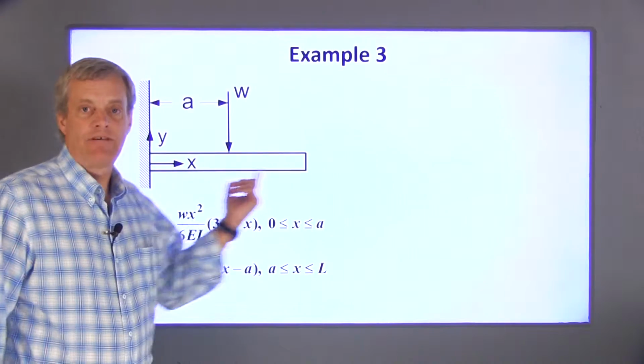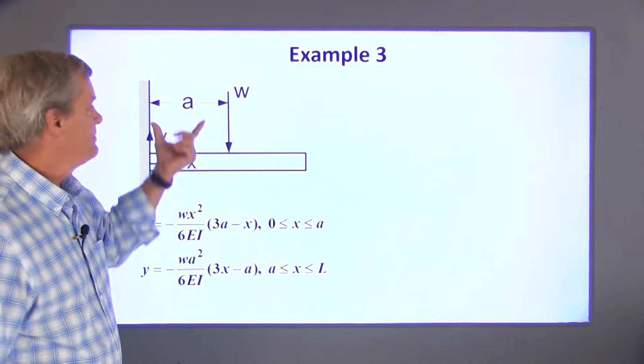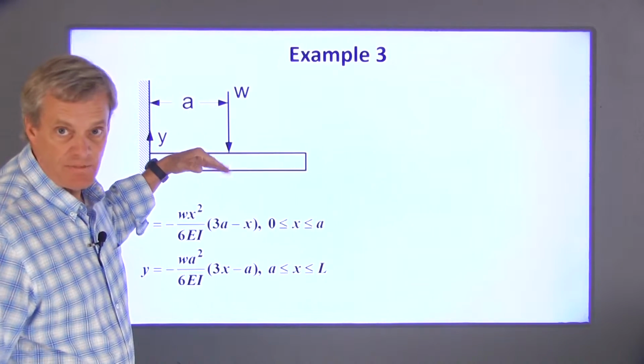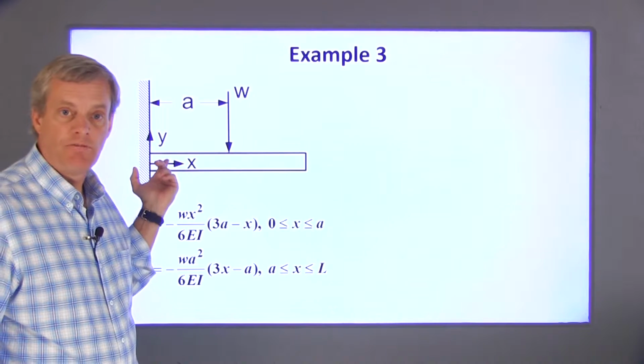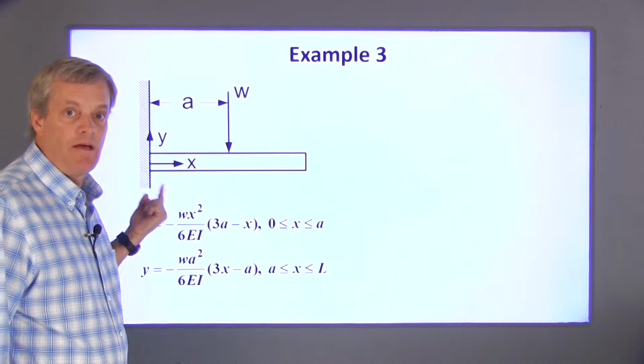In this problem, I have a cantilever beam with a point load W applied at some distance A from the fixed end of the beam. We want to find the vertical displacement of the beam resulting from this load at some distance x from the fixed end of the beam.